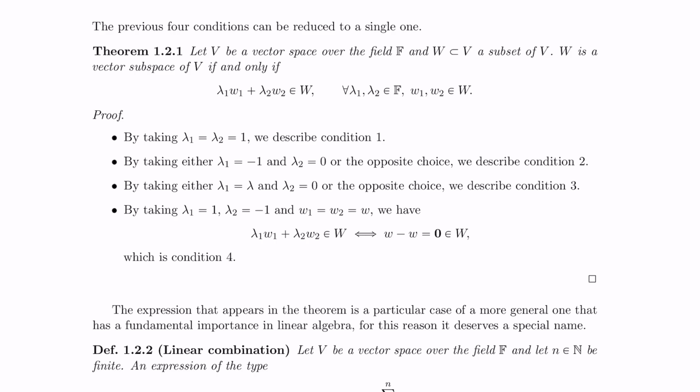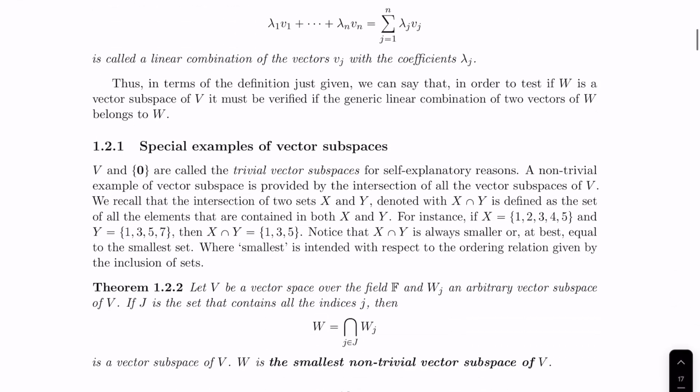Using the concept of linear combination, we can restate the previous theorem by saying that W is a vector subspace of V if and only if the generic linear combination of two vectors belonging to W still belongs to W. Thanks to this result and its reformulation in terms of linear combinations, we can discuss some special and important examples of vector subspace.